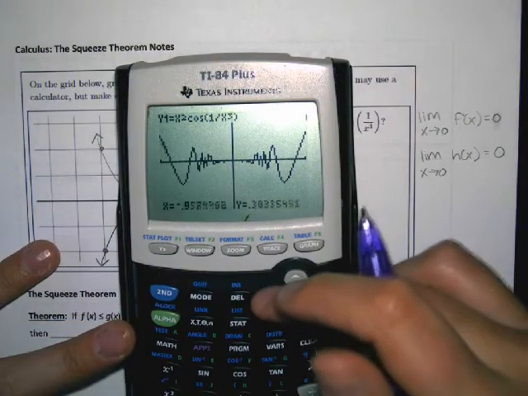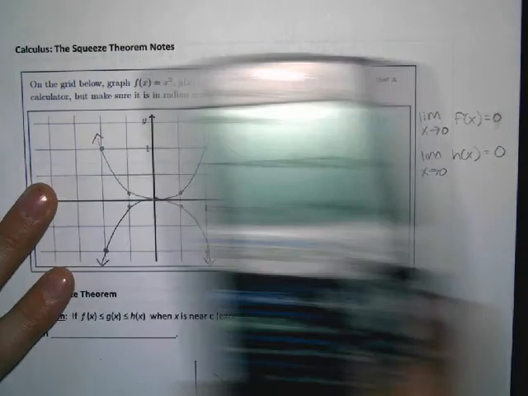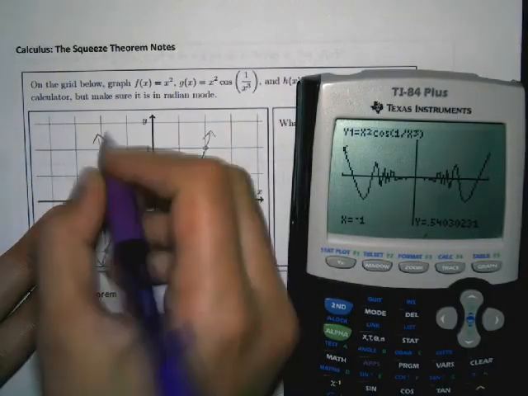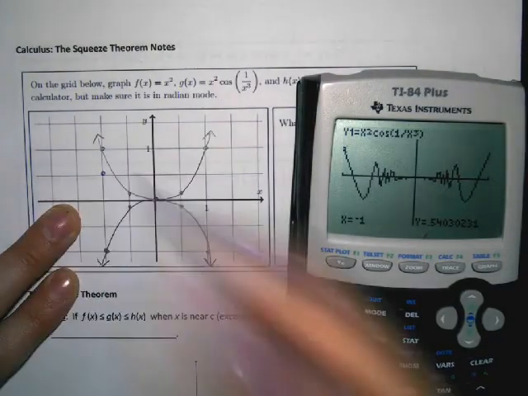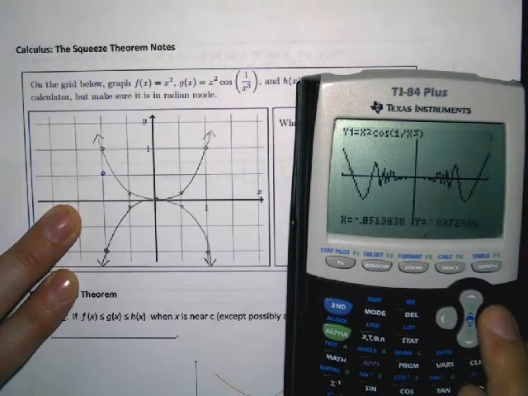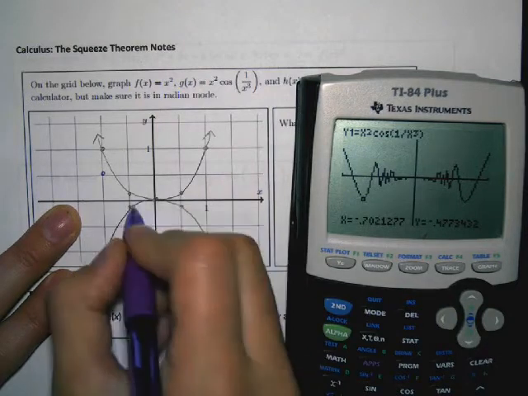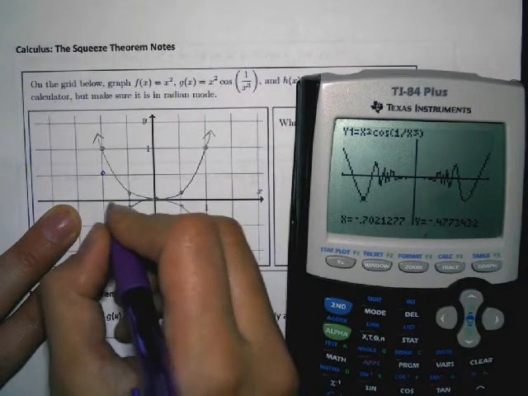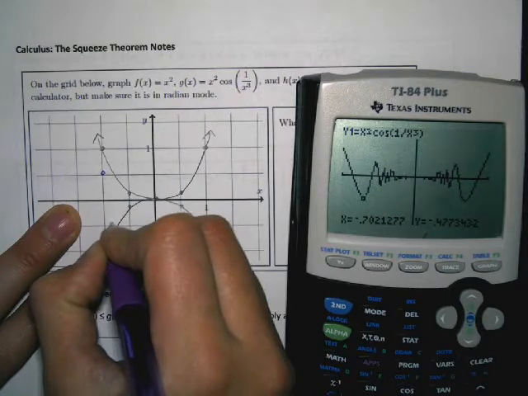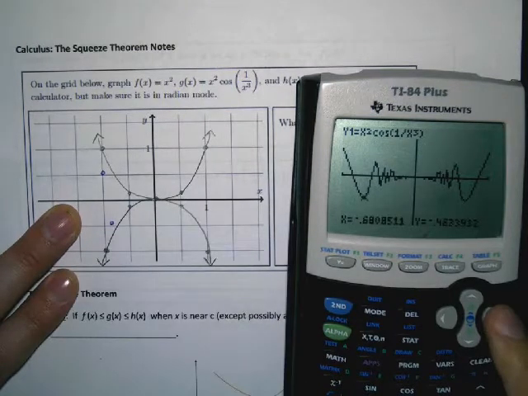So I can see that at -1, the y-coordinate is a little bit above 0.5. And down here at this lowest point, the x-coordinate is about -0.7 and the y-coordinate is a little bit less than 0.5. And then from there, I can just see that it does that zigzag, that oscillation right there.